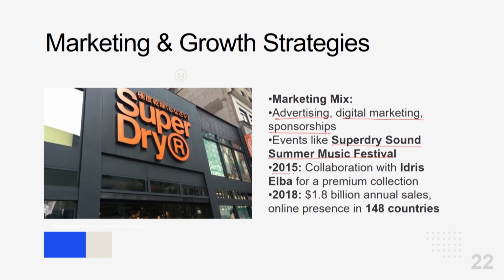And in 2015, they also did a collaboration with Idris Elba for a premium collection. Why Idris Elba? Because he is one of the most celebrated British origin actors in Hollywood, and therefore it helped them get a particular premium collection out there, because Idris Elba is seen as the suave gentleman, and that is the value it projects, and that value was something which the brand also wanted to embody.